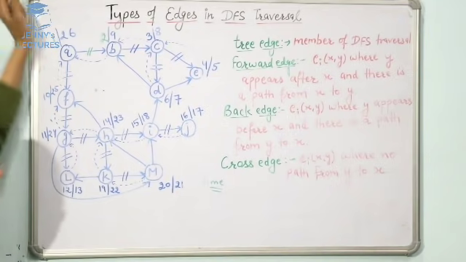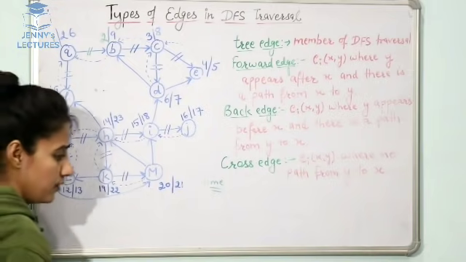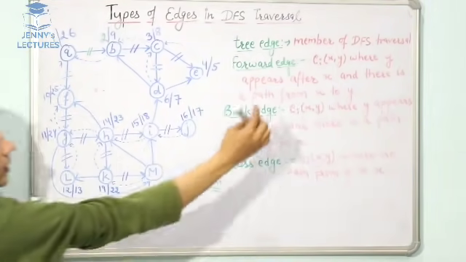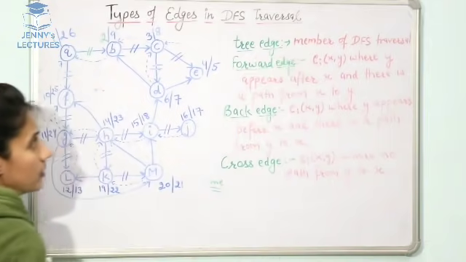Now you have to find out the different types of edges. See, first of all, what is a tree edge?